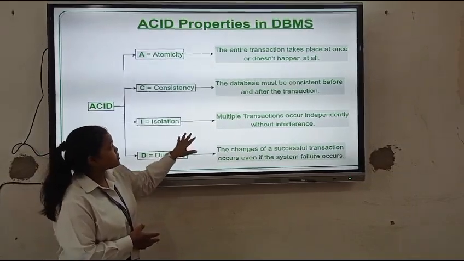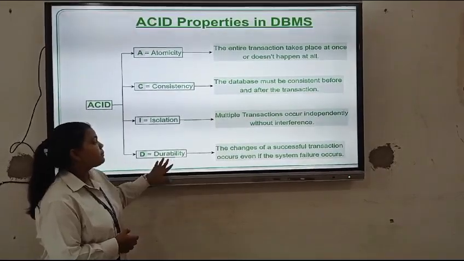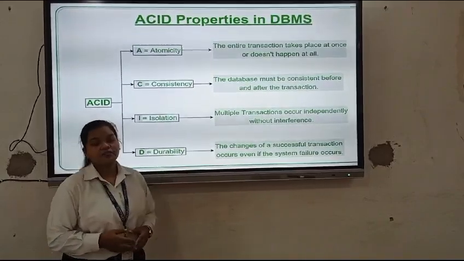Isolation, what does isolation say? That multiple transactions occur independently without interference. And durability ensures the changes of a successful transaction persist even if a system failure occurs.